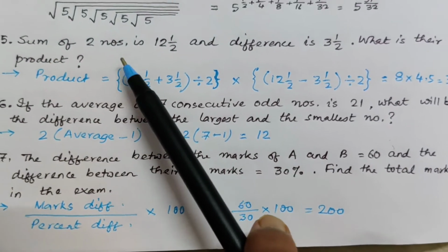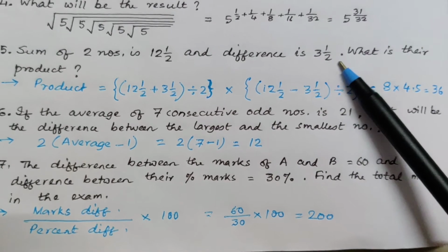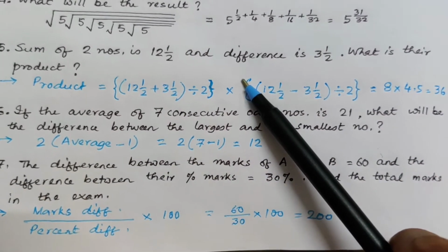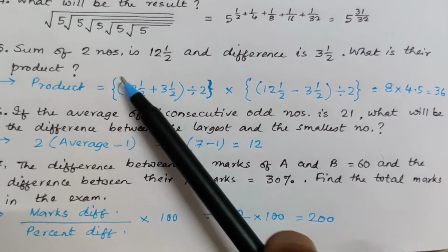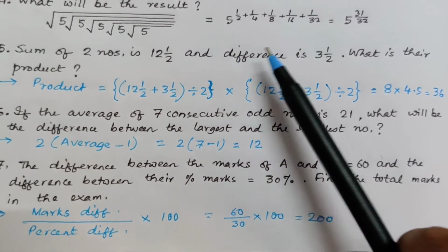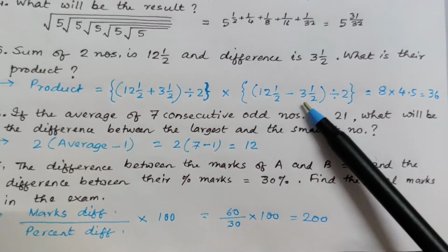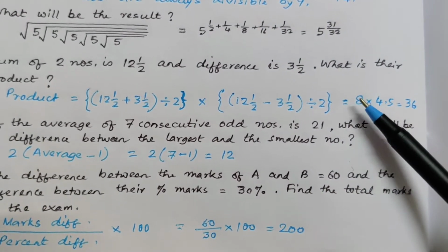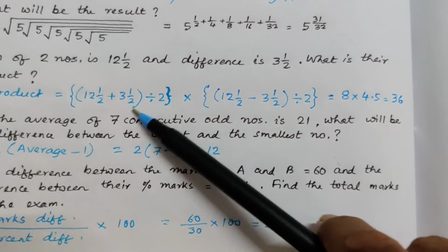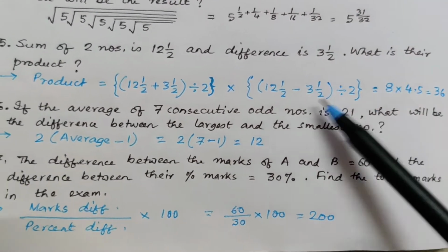Next, the sum of two numbers is 12.5 and the difference is 3.5. What is their product? The product is always the sum plus the difference divided by 2, into the sum minus the difference divided by 2. So this one makes it 8 and this is 4.5. 8 into 4.5 is 36.